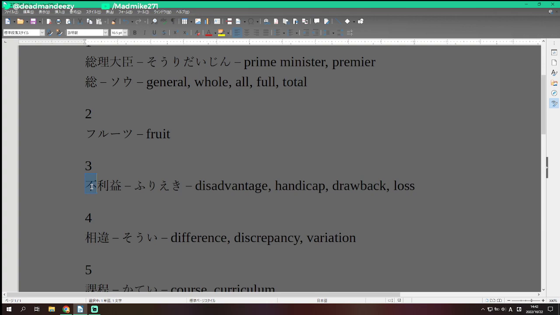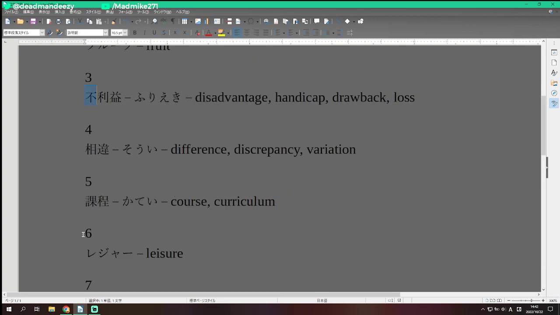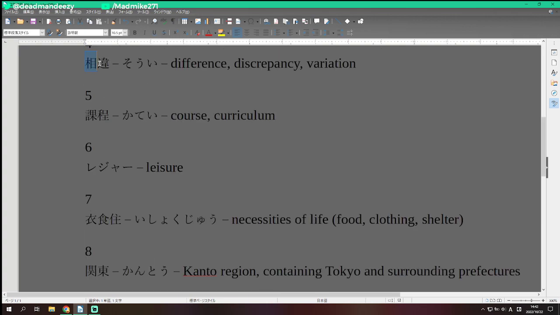Number 4 is sōi. Sō on the left side means mutual or the same, and i on the right side means a difference or a discrepancy. So sōi is a noun for the mutual differences that something has, or its differences and discrepancies.